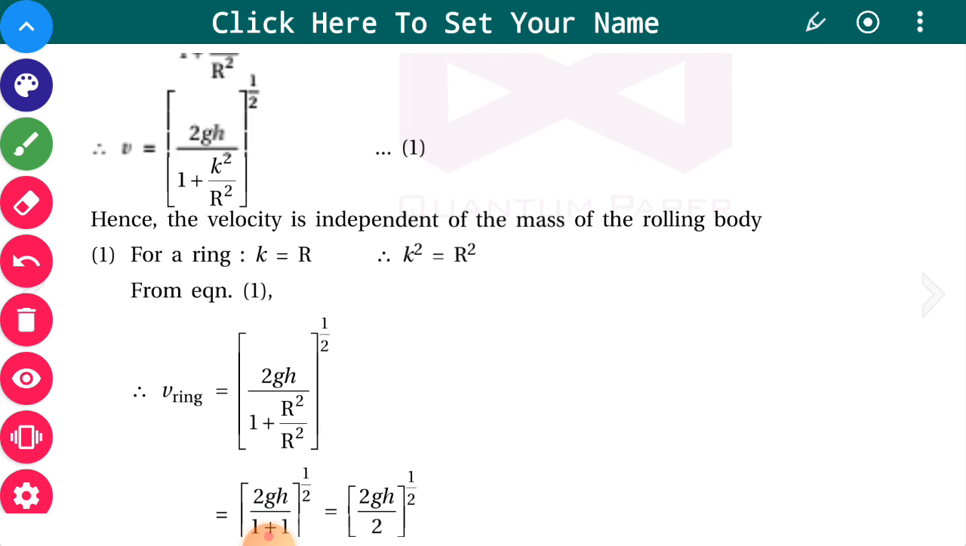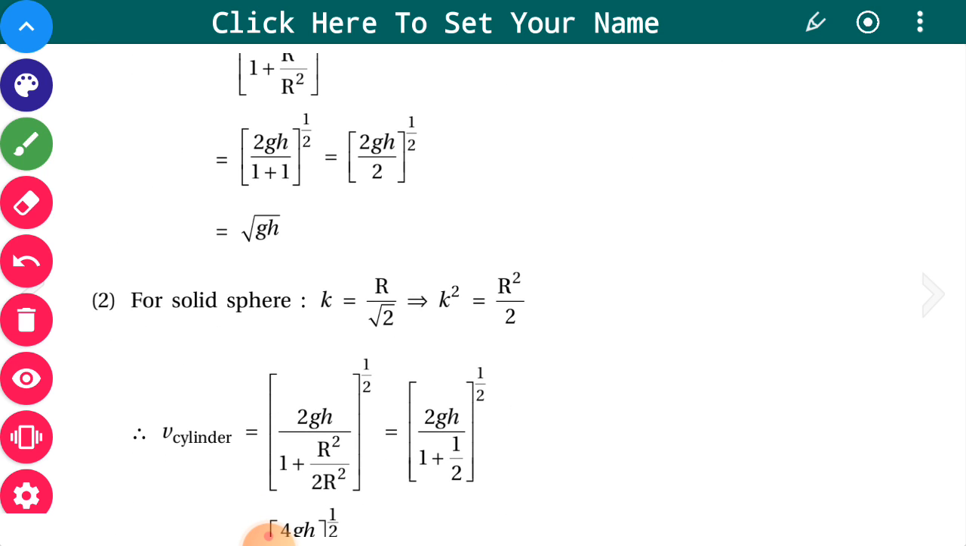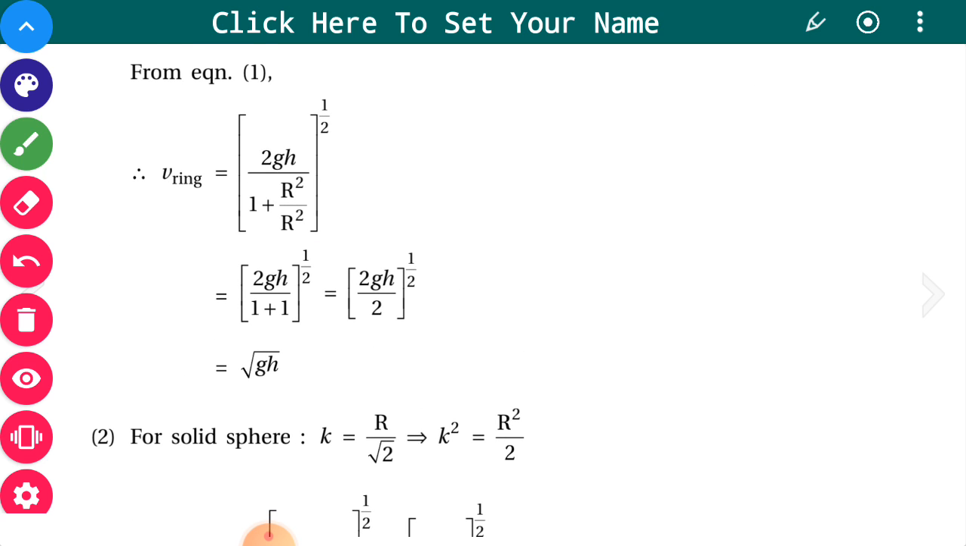Now see from the table, we will take the radius of gyration for different objects. Radius of gyration for a ring is k is equal to r, so k square will be r square. So instead of this k square we shall write r square, so r square and r square will be cancelled out, we will have 1, and this 1 and this 1 which we got will become 2. Very easy to calculate now, 2 and 2 will be cancelled out. So under root of gh will be the speed of the ring when it reaches the bottom of the inclined plane.